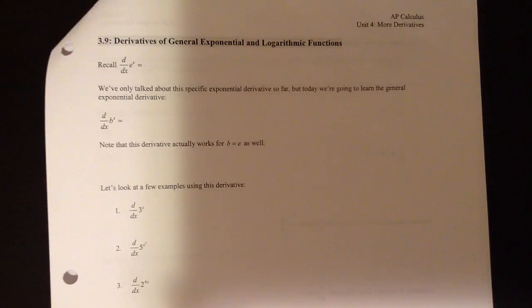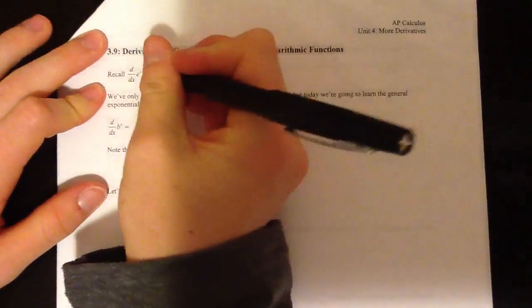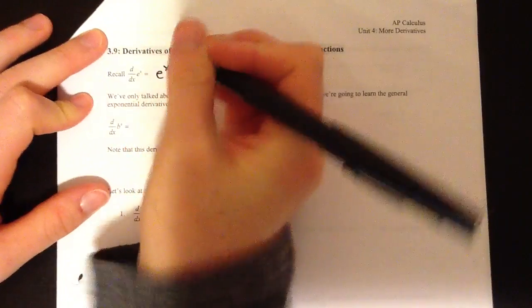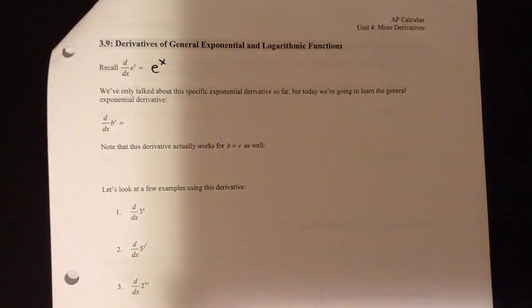So we are now on to our very last group of derivatives, which is the rest of the exponential functions as well as the logarithmic functions. Just as a reminder, the best derivative ever, the derivative with respect to x of e to the x is, of course, e to the x. And we're going to use that to come up with all of the other derivatives for different exponential functions. Like it says there, we've only talked about one specific exponential derivative.